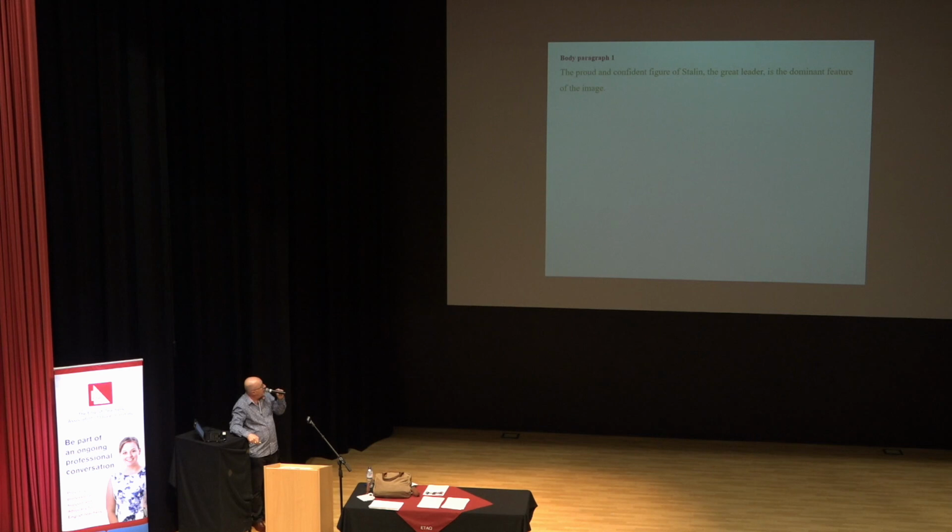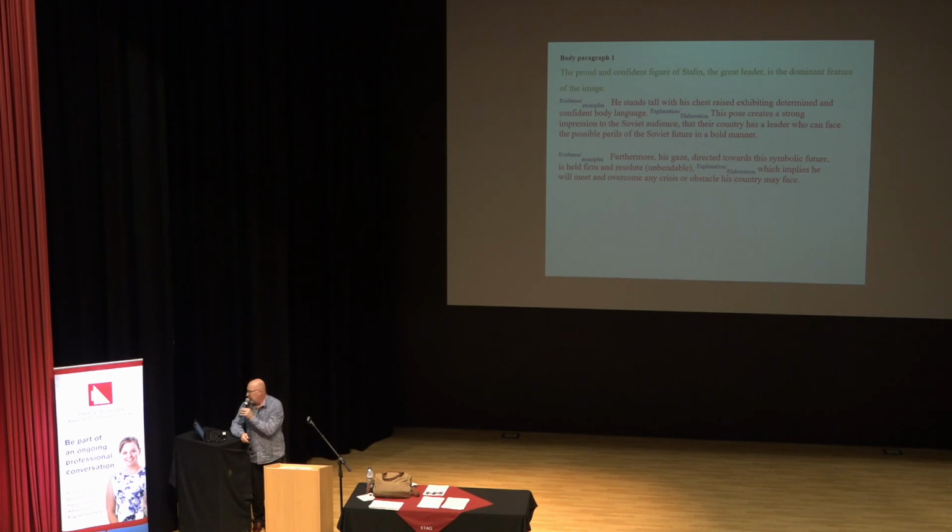So the proud and confident figure of Stalin, the great leader, is the dominant figure of the image. So our evidence. He stands tall, with his chest raised, exhibiting determined and confident body language. That's just presenting the evidence. What do we see? Well, what does it mean then? We have to analyse this. This pose creates a strong impression to the Soviet audience and their country as a leader who can face the possible perils of the Soviet future in a bold manner. What's our next piece of evidence?